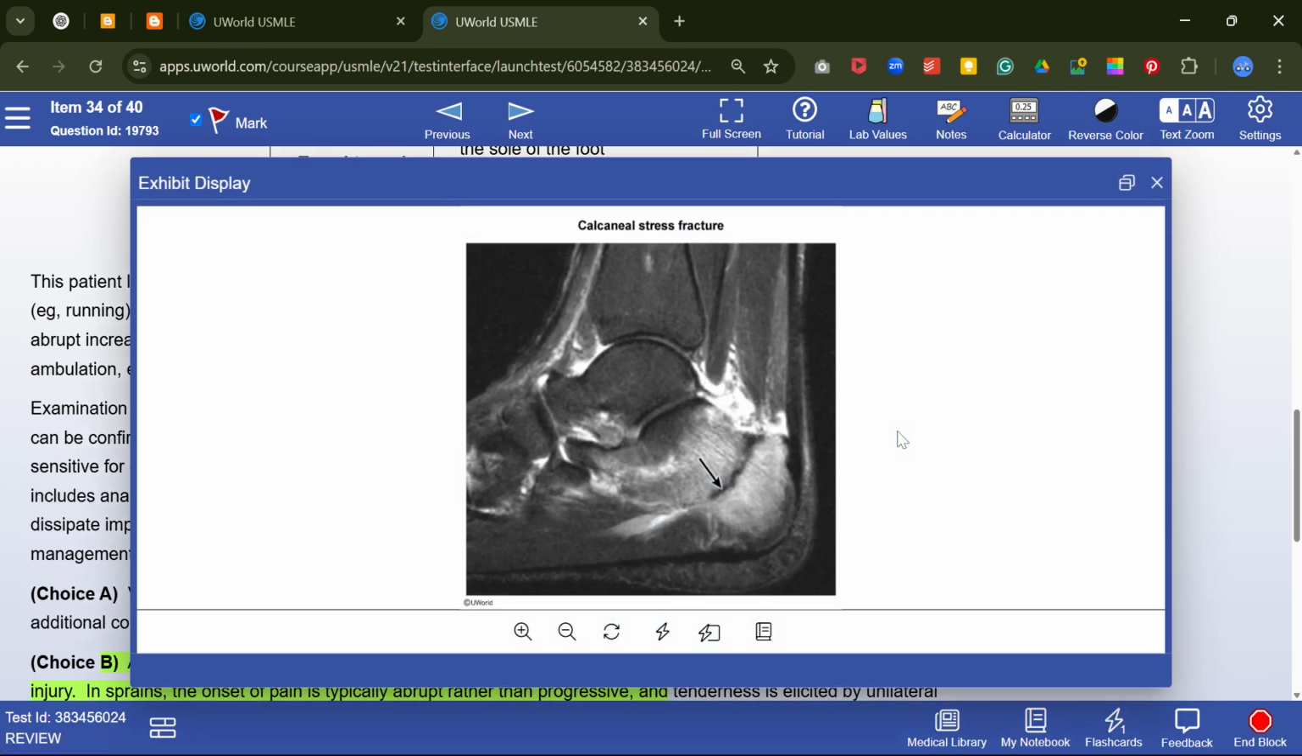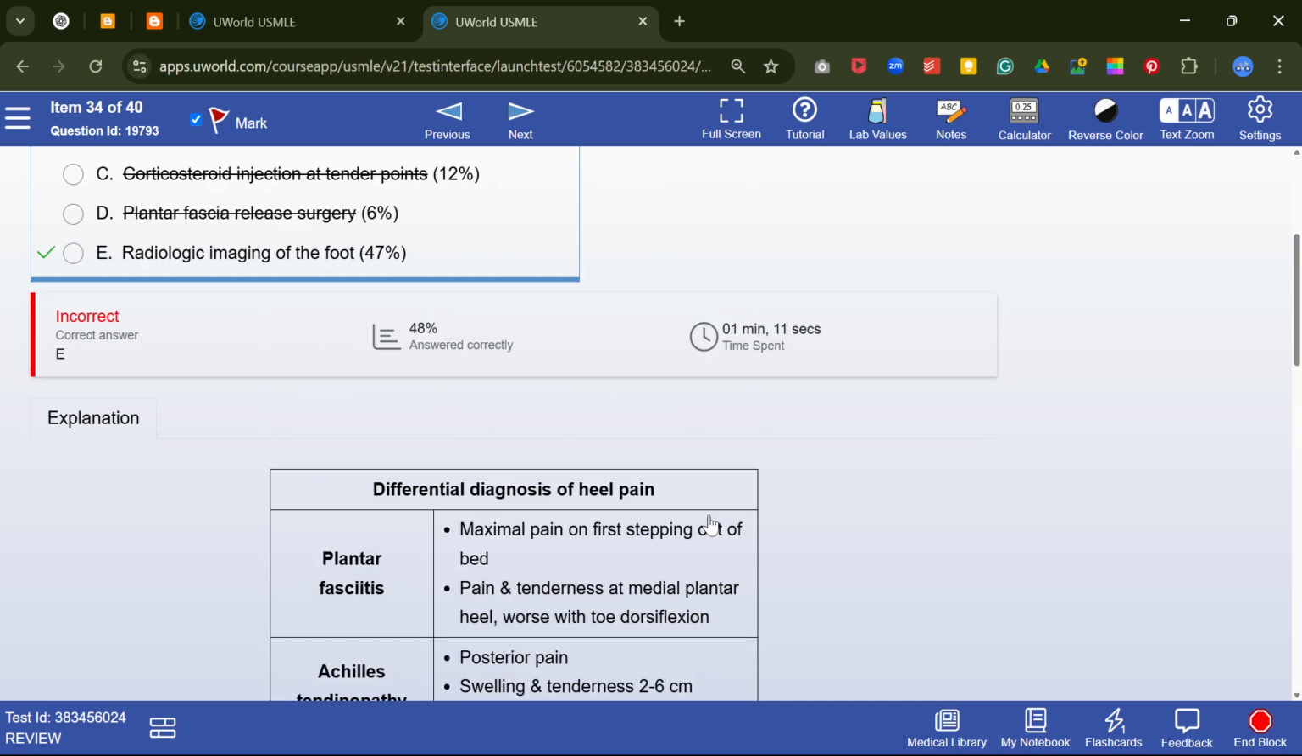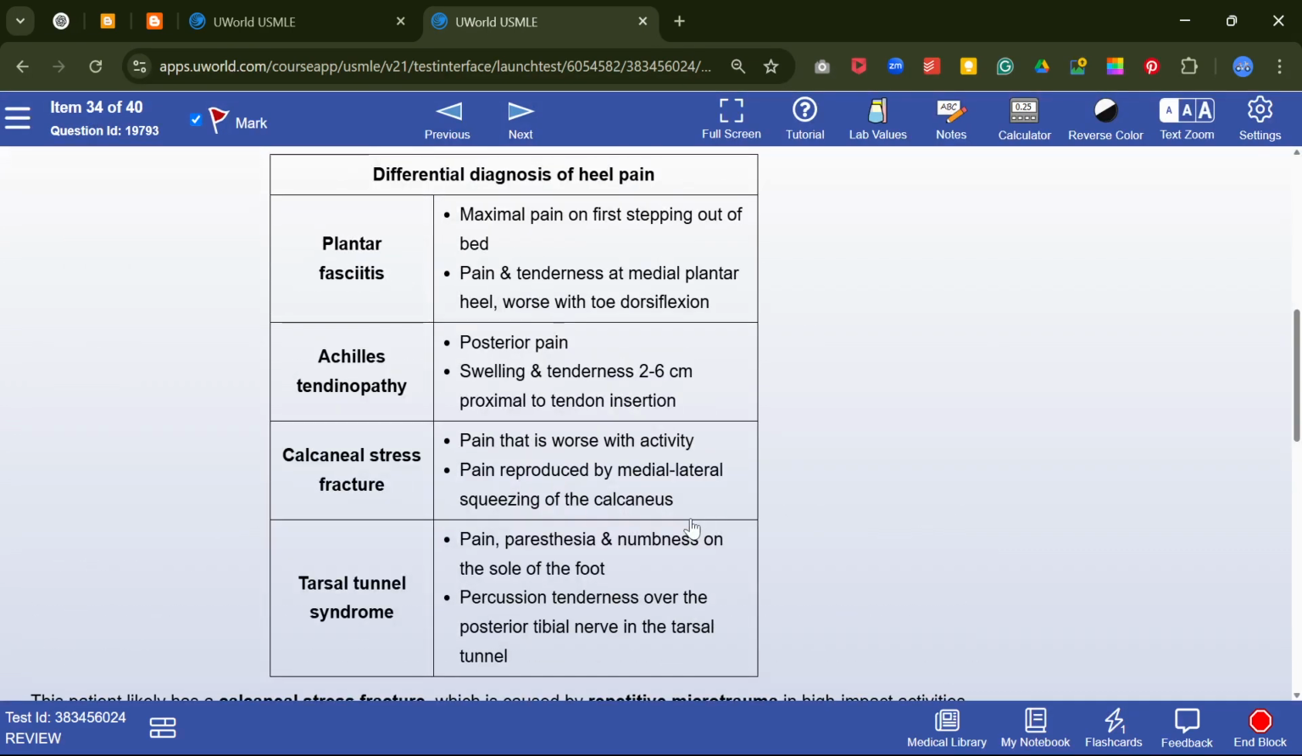We can do an MRI for diagnosing calcaneal stress fracture. This is the stress fracture, and it is diagnosed via medial lateral squeezing of the calcaneus. So this is the way of diagnosing heel pain. It's a very small video where we can find the gist of the diagnosis.